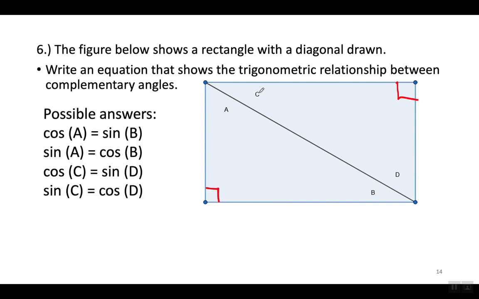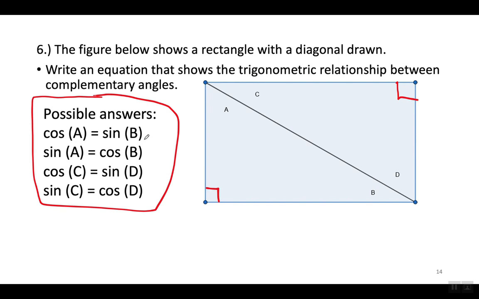Okay, now remember the relationship that exists between these two angles. All right, so here are possible answers. All of these are correct. All these relationships that I wrote here are correct. They're very simple. The cosine of this angle equals the sine of this angle. And the sine of this angle equals the cosine of this angle. And then I'm saying the same thing with C and D. Make sure you know those relationships because this is an easy question that's on the test. Again, it's slightly different, but it's the same basic concept.